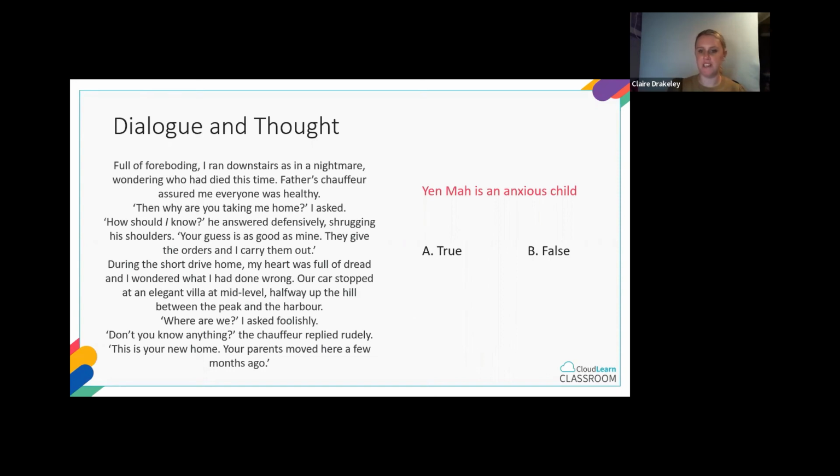Well done. Let me share the results. Every single one of you said Yen Ma is an anxious child. Yeah, she definitely is. She's full of foreboding. She's running downstairs. She's very scared that she's done something wrong or that someone's died. Yeah, she sounds absolutely full of anxiety and doesn't sound like an easy life, does it? I know, I can relate to anxiety. Would that be the first thing going through your mind, something negative as well? There's a lot of us like that. When we hear we've got news, we automatically think, oh, it's bad news.